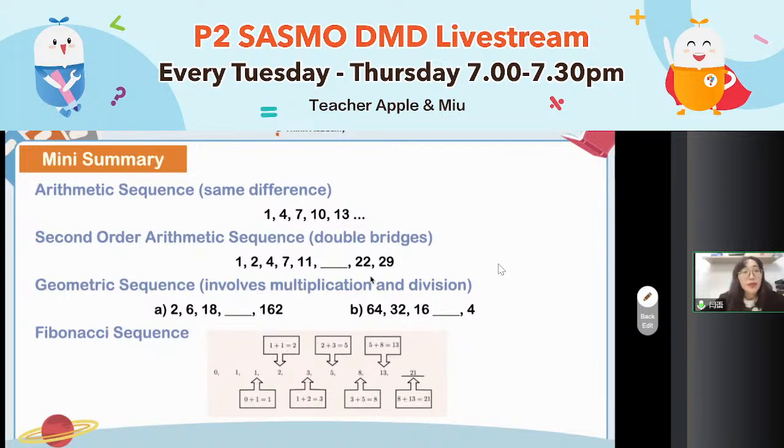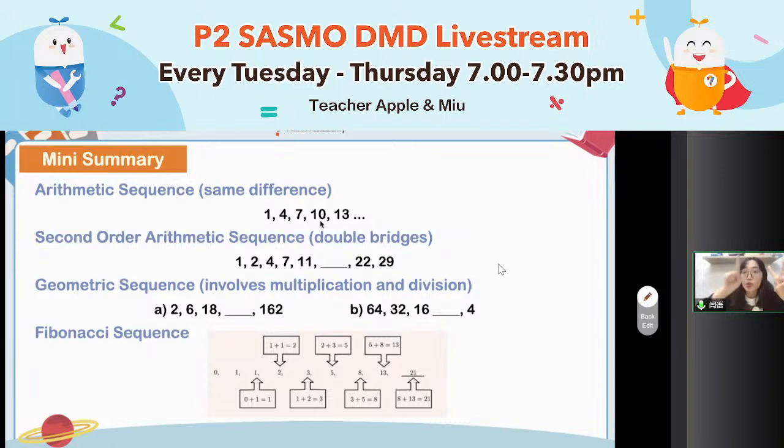So here, let's have a mini summary. Basically, there are 3 types of number sequence in SASMO. The first one is the arithmetic sequence. That is, the difference between any 2 numbers is always the same. Like 1, 4, 7, 10, 13. The difference is always plus 3, plus 3, plus 3, plus 3, and then move on, right? It is super easy.